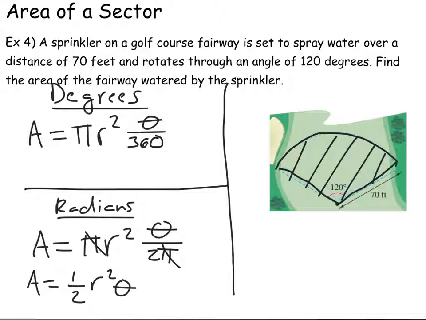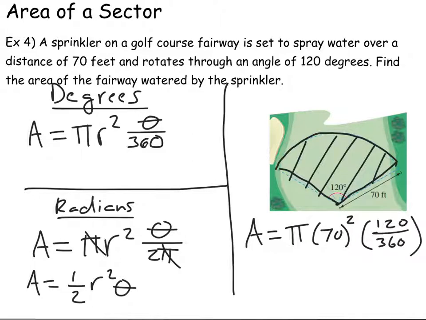All right. Now, last time when I was doing the arc length formula, we converted it to radians to use the easier formula. Let's do the opposite. It had degrees, so let's just stay in degrees. So I would have pi times 70 squared. That is the area of a circle that has a radius of 70 feet. But our sprinkler doesn't rotate all the way around. It only rotates 120 degrees.